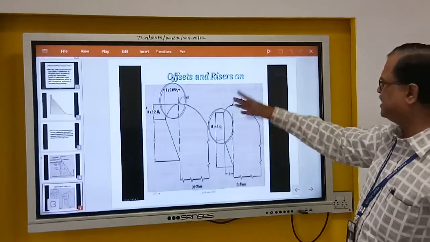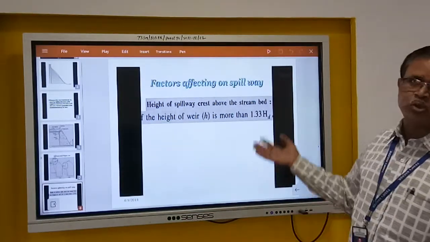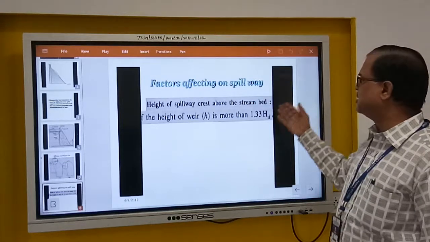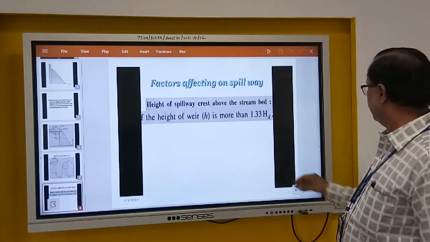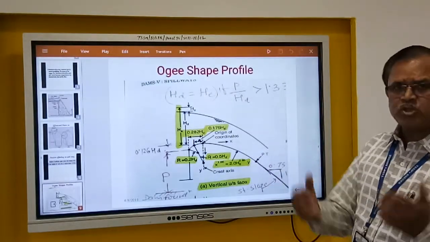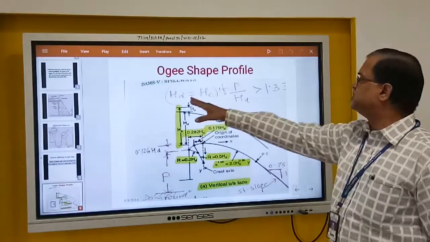So this is the offset. We are not considering this in our problem. We have to do one exercise on that, and it is also included in our term 1. Height of a spillway crest above the stream bed: the height of the weir is 1.33 HD. We have to see whether the effect of velocity of approach is to be considered or not. That can be verified by HD equal to SD.